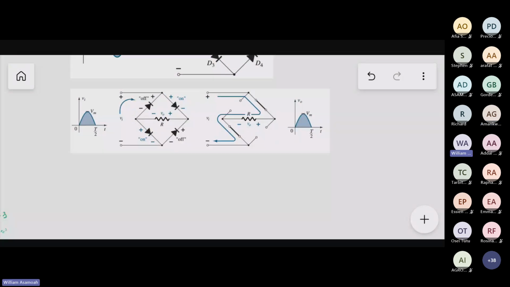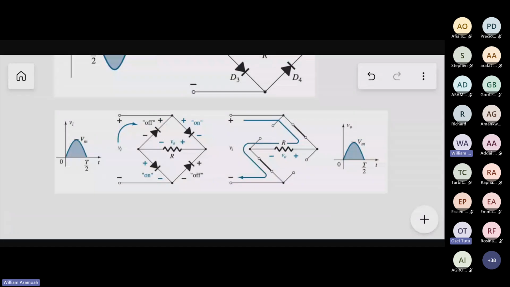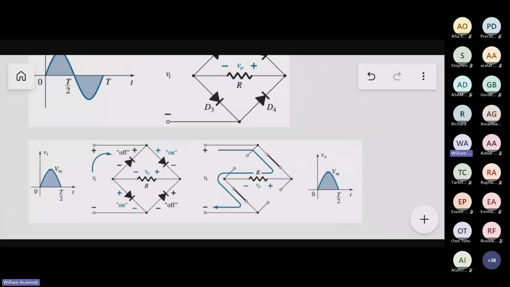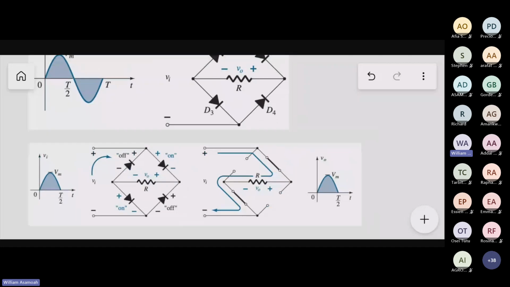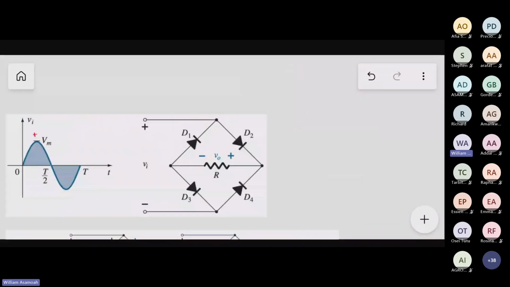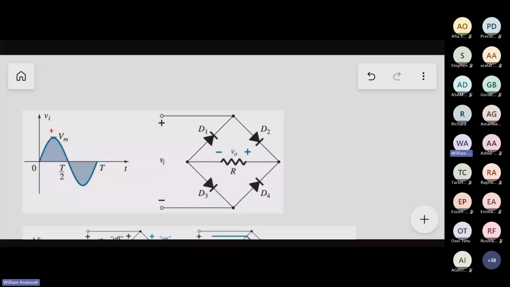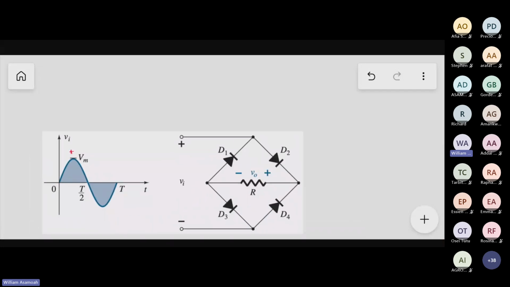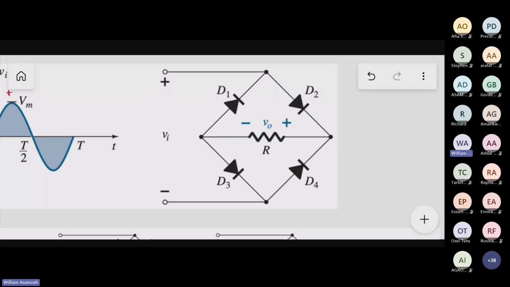Okay, guys. So this one is positive. Look at what happens. Which of these diodes should conduct when it's positive? D1, D2, D3, D4? You can look in your handout, but I challenge you to not look at it.